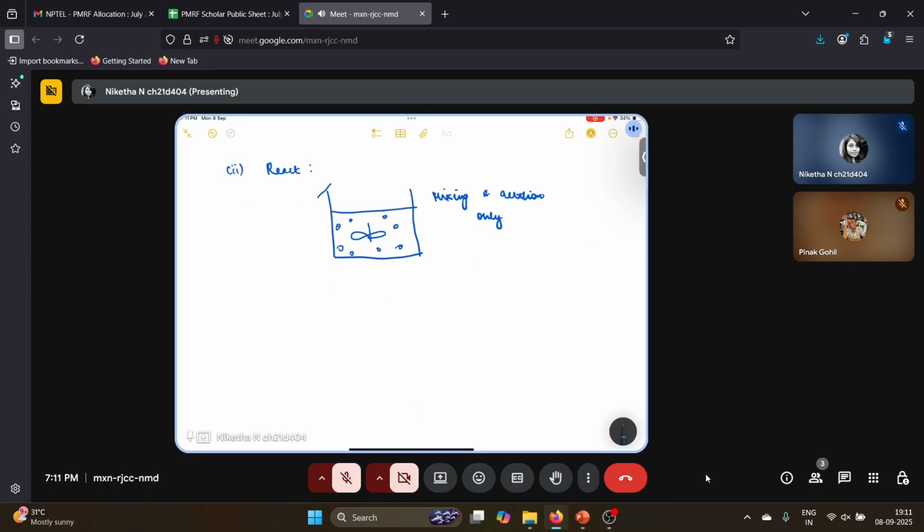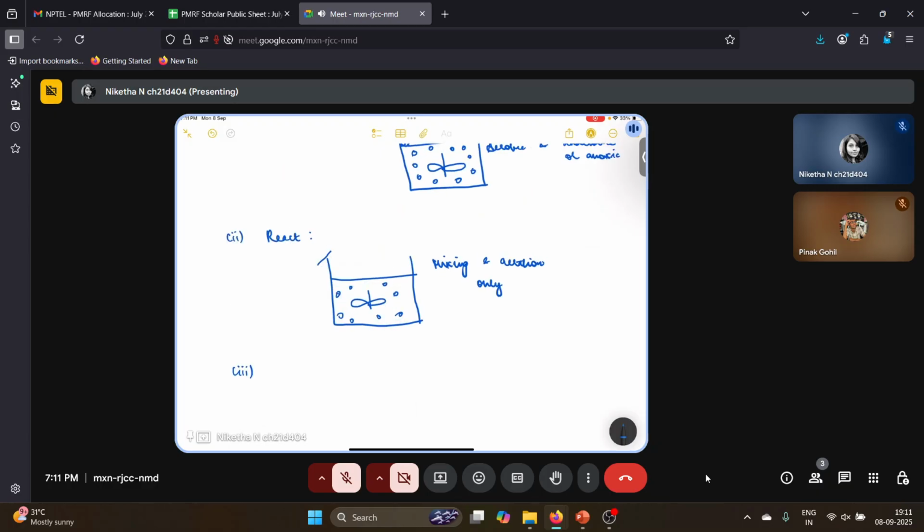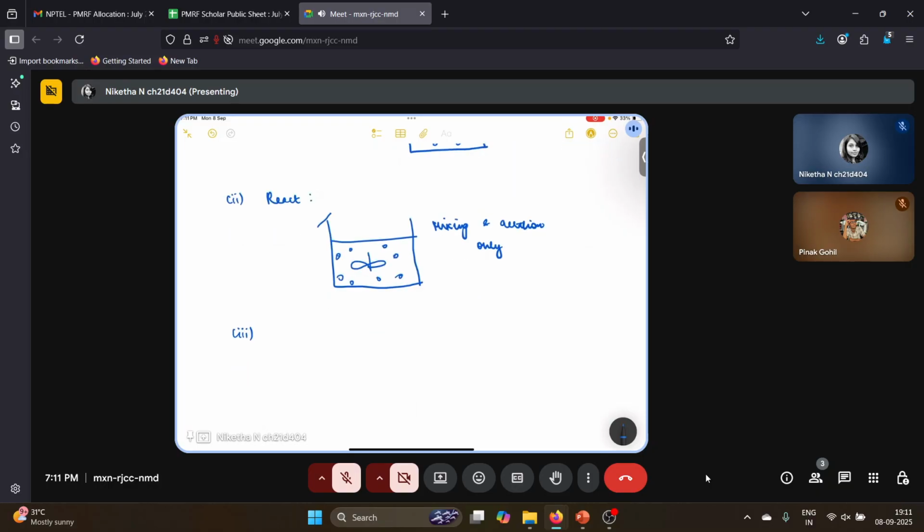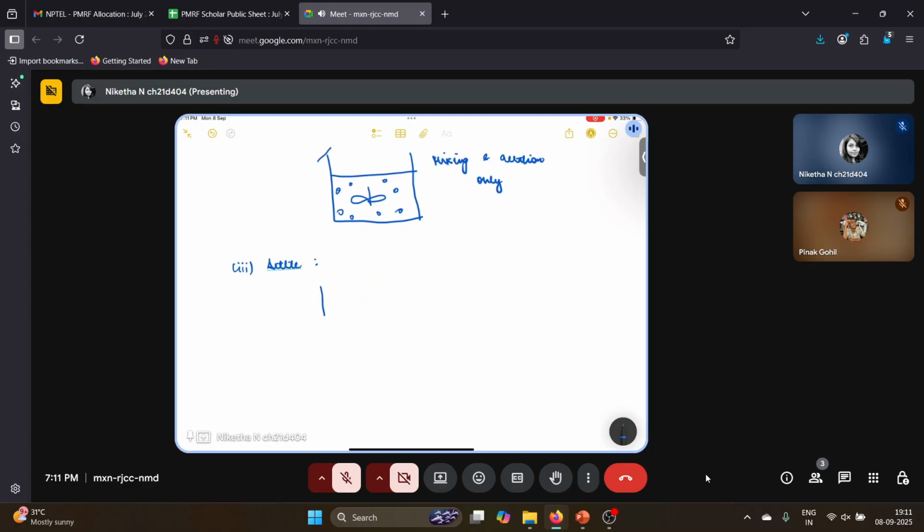And the next step is the settle. So react is the stage where microbes will actively decompose the organics and sludge will be produced. So then we come to settle. So here there is no mixing, and there is no inlet. Whatever reaction has happened, it would have formed sludge. So the sludge will be allowed to settle.